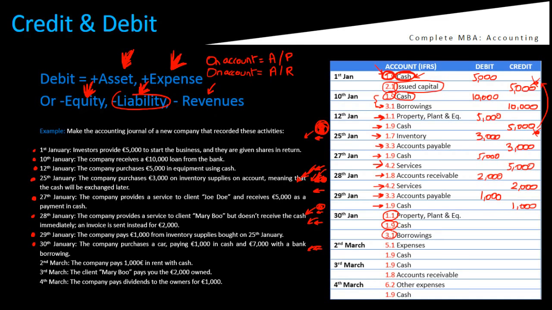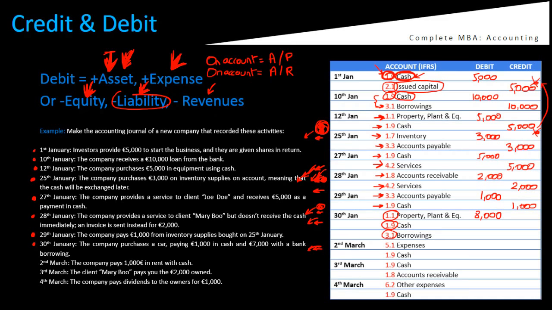They don't tell you how much the car is costing, but they tell you how much I'm expecting to pay, which is 1,000 euro in cash and 7,000 euro with a bank. So actually you have the cost of the car. It's 8,000 euro. We'll put that now here. Why do I know that is a debit? Because we're increasing the property, plant and equipment, and therefore we're increasing an asset. So that is the debit.